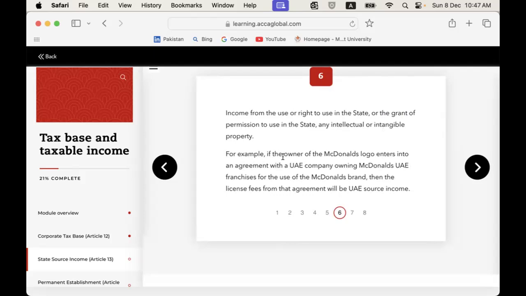So, for example, if the owner of McDonald's logo enters into an agreement with a UAE company owning McDonald's UAE franchises for the use of the McDonald's brand, then the license fees from this agreement will be UAE source income. The McDonald's logo is naturally owned by the McDonald's Corporation in USA. So the right of use income, the franchise fee that this UAE company will pay to the McDonald's headquarters, that will be the UAE source income for the McDonald's Corporation in US.